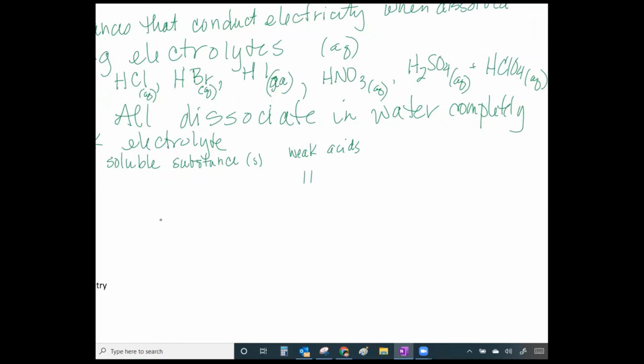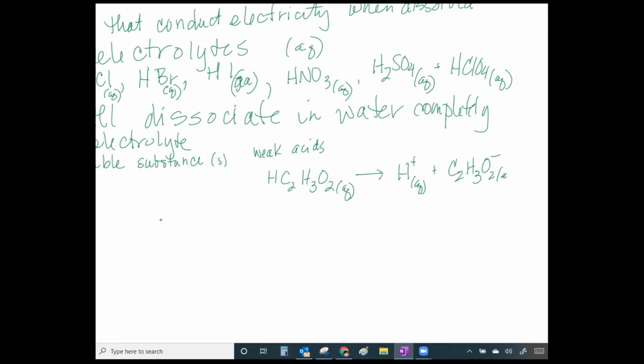The reason that weak acids are weak electrolytes is because they dissociate a very little bit. So if you have vinegar, for instance, and you put it into water, some of it will dissociate into hydrogen ions and acetate ions, but most of it will stay as vinegar.